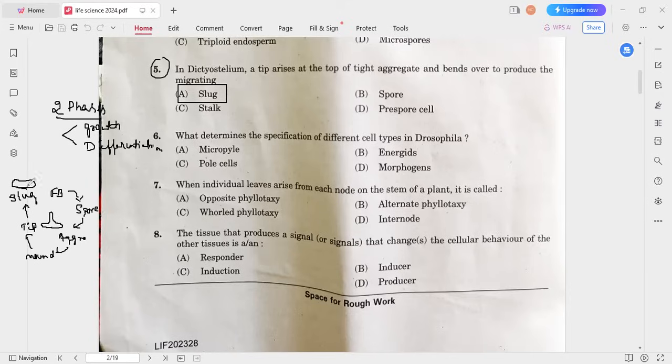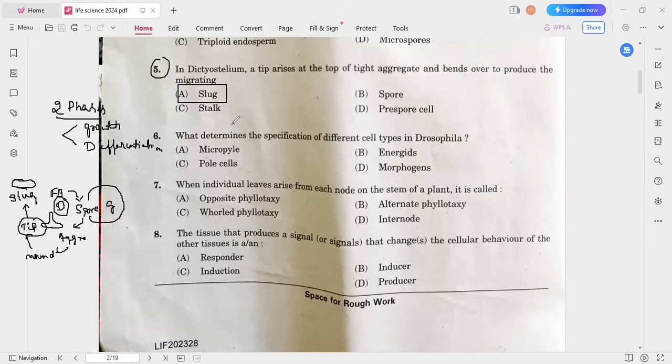This structure is called what? That is slug. Anyhow, it consists of growth and differentiation phases. These phases are called the differentiation phase, and the spore undergoes a separate phase, which is called the growth phase. So here the question is about after the tight aggregate, that is the tip aggregate, it bends over to produce the migrating slug. Option A is the correct answer for the 5th question.